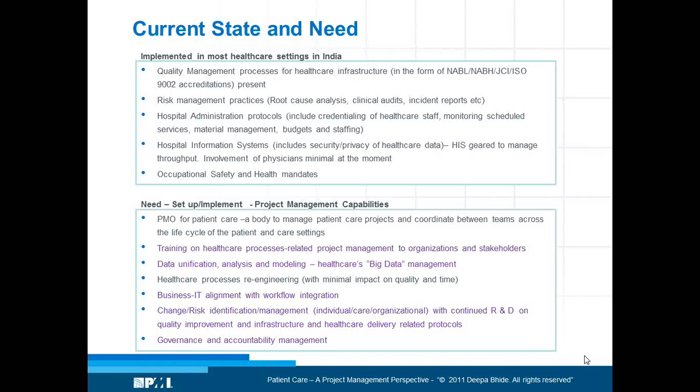In the leading hospital chains and organizations, with a varied extent of implementation, there definitely exist quality management processes, risk management practices, recognized hospital administration protocols, implementation of hospital information systems, integration of medical devices, system networks, good telecommunication networks, and occupational health and safety mandated accreditations. So these actually exist, as I said, to a varied extent in the organizations.